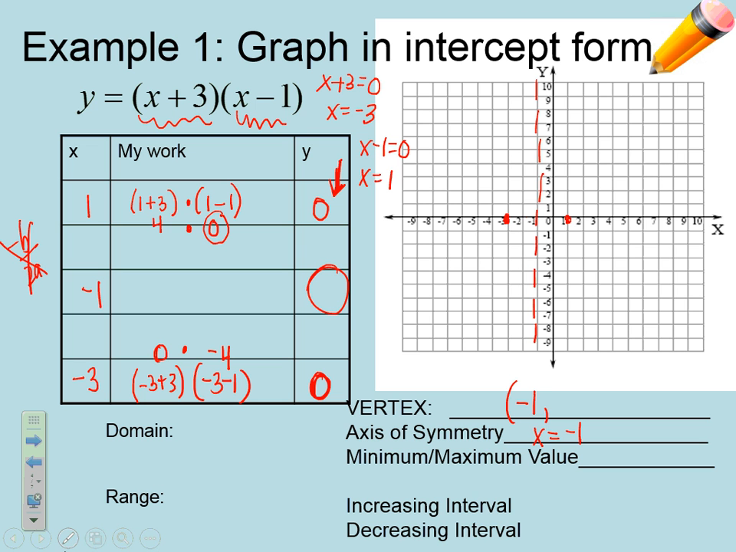Now we don't know what that something is, so we need to figure it out by plugging it in to the formula. So the equation here, negative 1 plus 3 times negative 1 minus 1. Negative 1 plus 3 is 2, times negative 1 minus 1 is negative 2. Negative 2 times 2 is negative 4. There's my vertex right there.